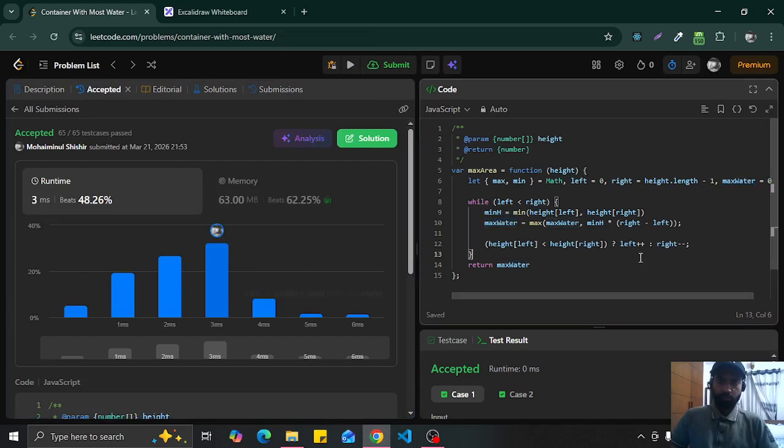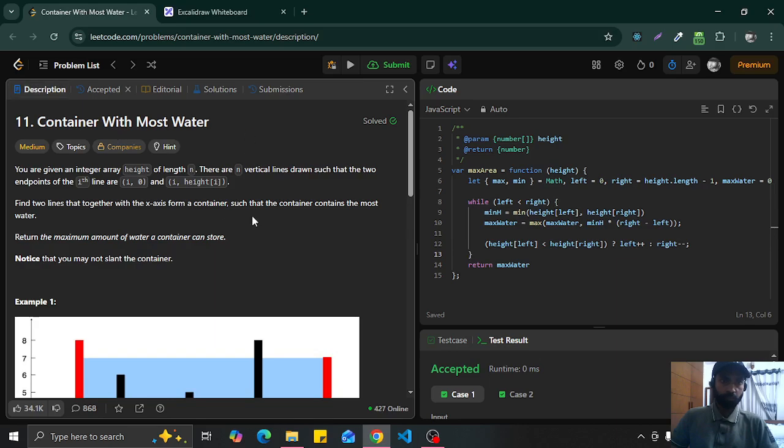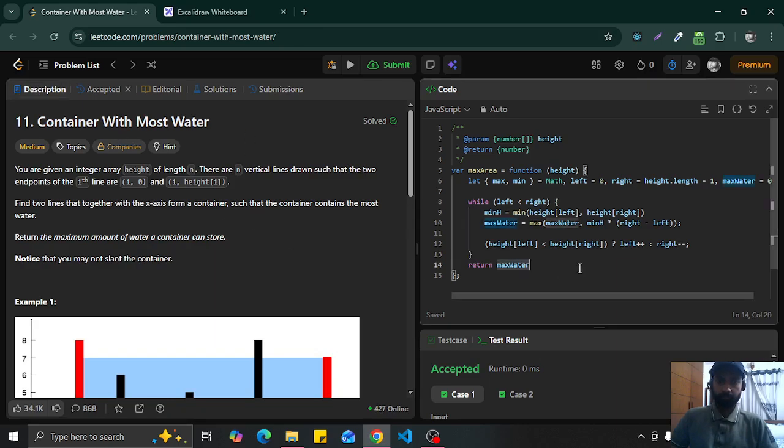Okay, so yeah, this was the solution for the problem container with most water. So yeah, that was pretty much it. Maybe my explanation was a little lengthy, but yeah, I don't know if you guys liked it or not, so let me know in the comments.